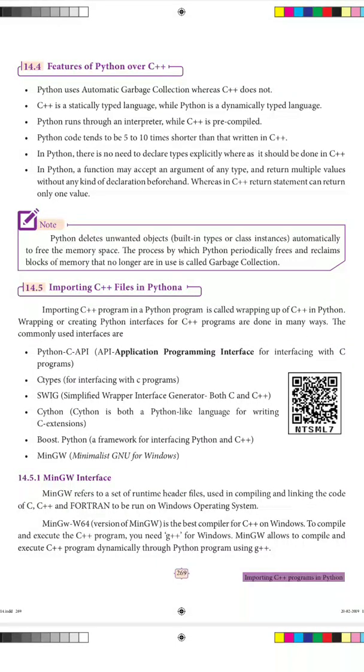Next, Python deletes unwanted objects, built-in types and class instances automatically to free the memory space. This is known as garbage collection. The process by which Python periodically frees and reclaims blocks of memory that are no longer in use is called garbage collection.